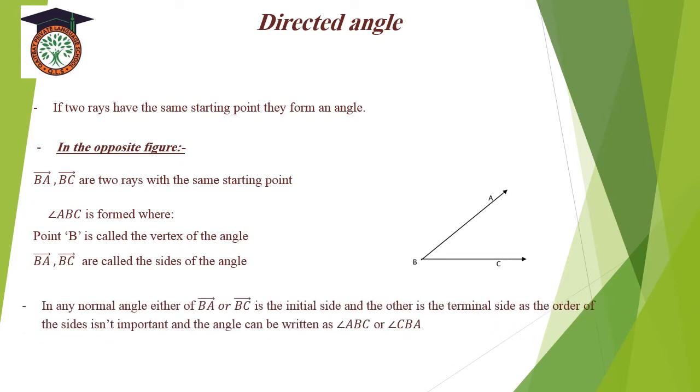In any normal angle, BA or BC is the initial side and the other is the terminal side. As the order of the sides isn't important, the angle can be written as angle ABC or angle CBA.